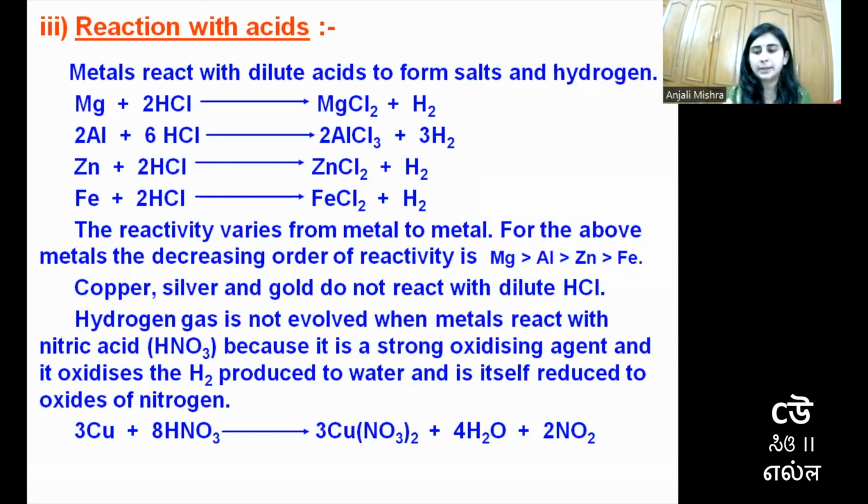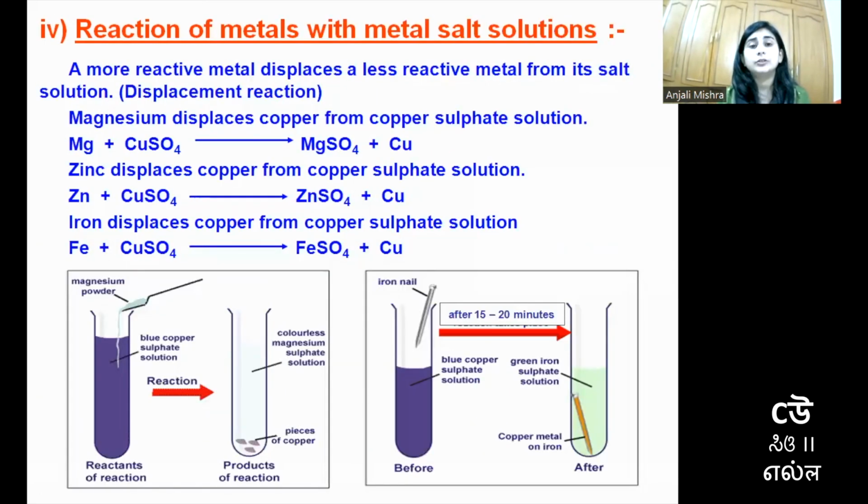So students, till here we have talked about what happens when an acid reacts with a metal, oxygen reacts with a metal, and lastly a metal reacts with water. In your next video we will be talking about what happens when there is a reaction of a metal with a metal salt solution. So with this we'll end this video here.